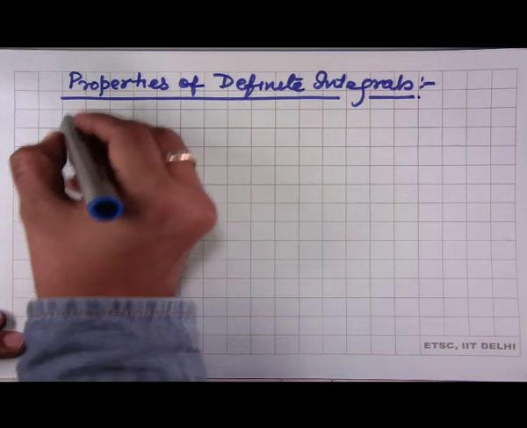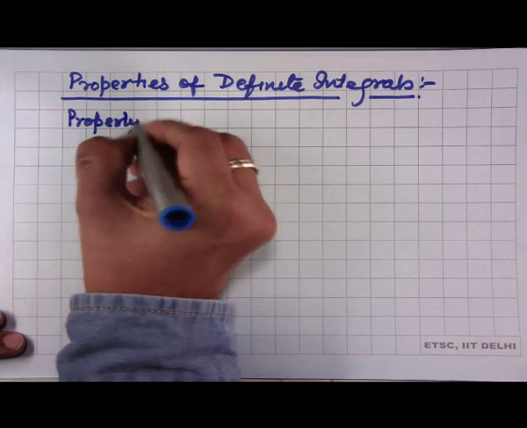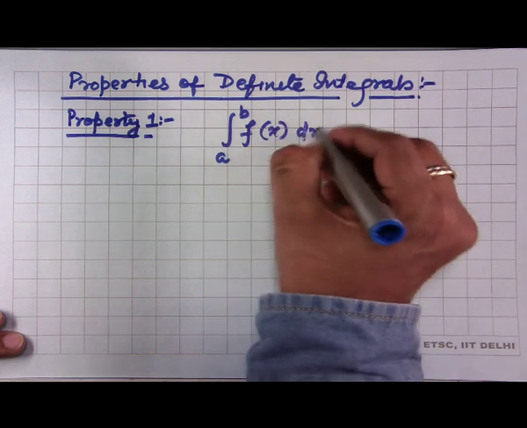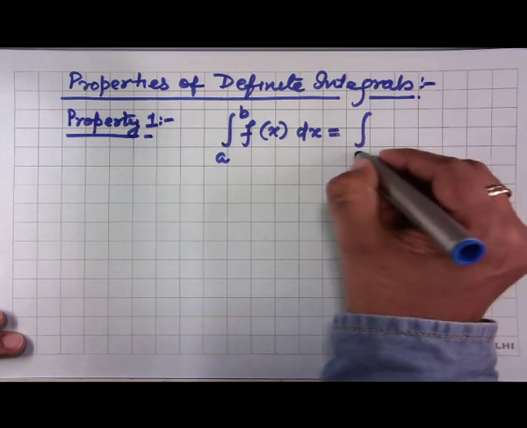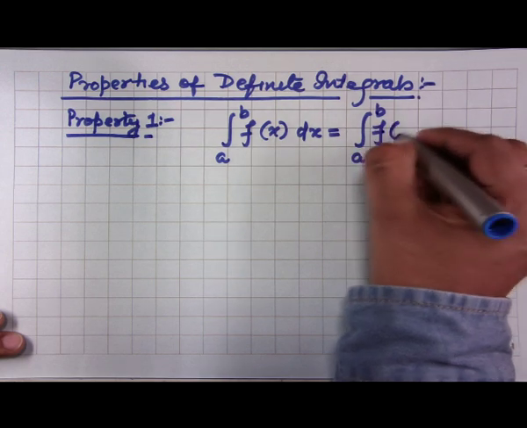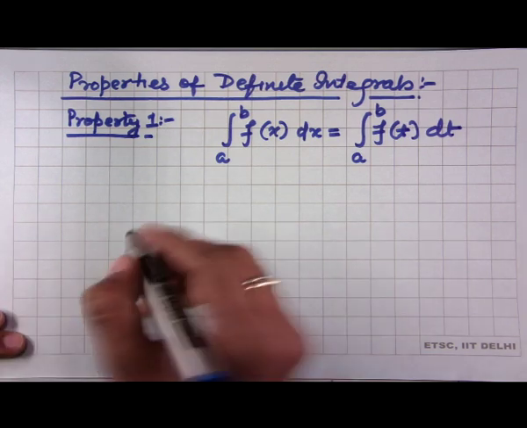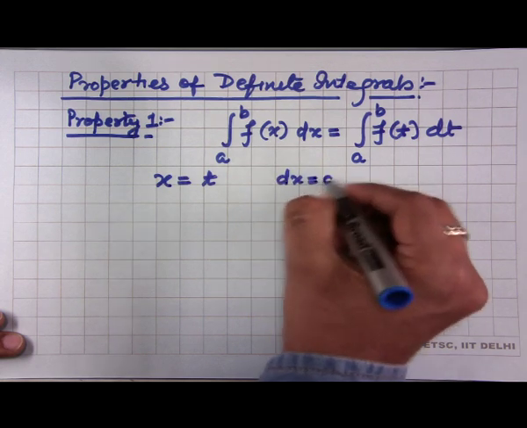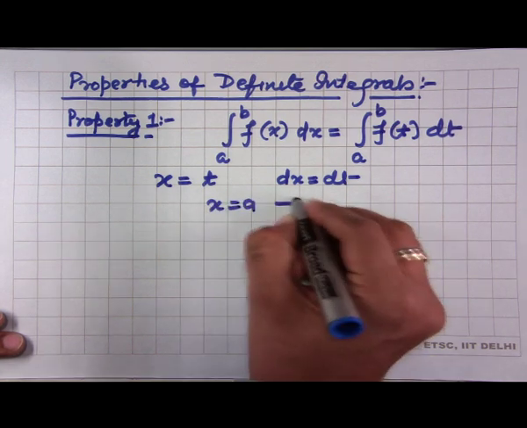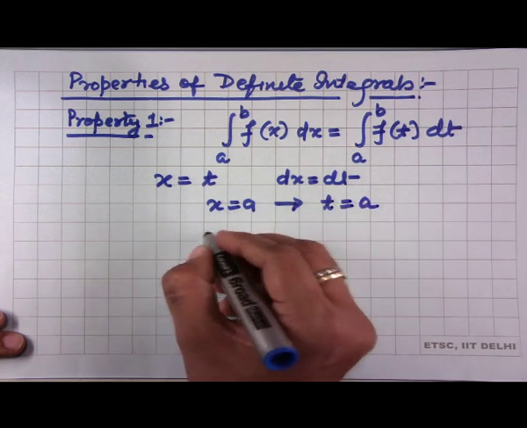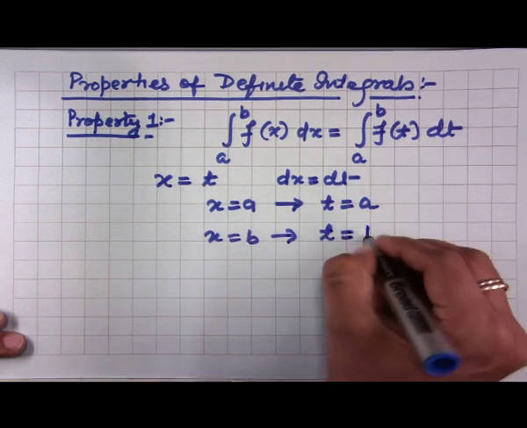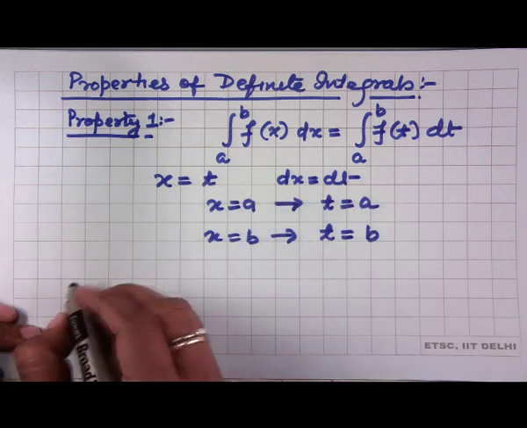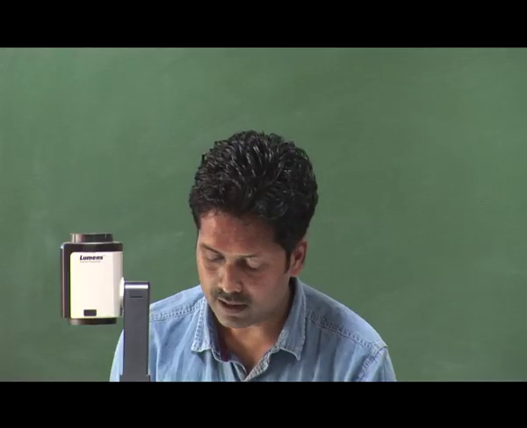Property 1. This property says that changing the variable from x to t does not affect the integral at all. So, the proof of this property is one line, provided you assume that x is t. So, dx will be dt, and x equals a will be replaced by t equals a, and x equals b will be replaced by t equals b. And hence we have property 1. Let us see property number 2.